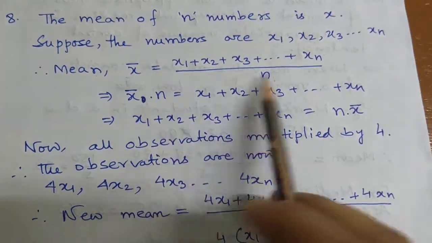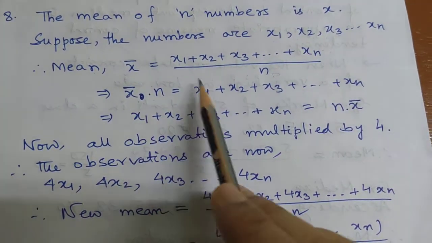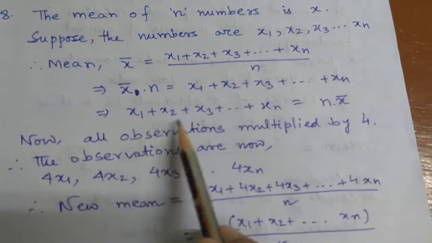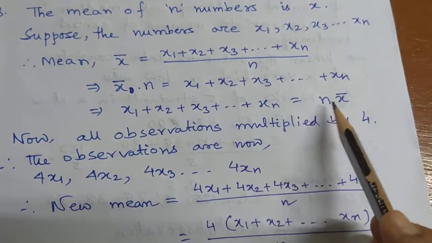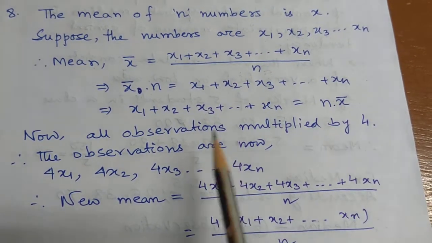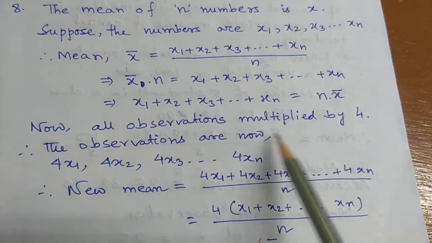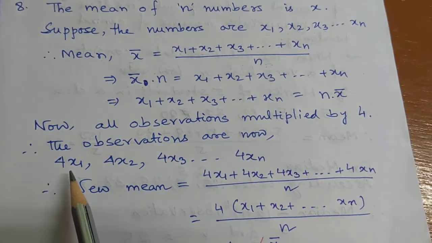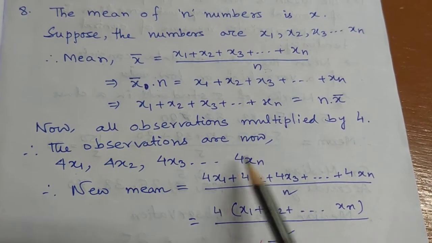Now if we cross multiply these two, we'll get x bar into n on one side, and on the right side x1 plus x2 plus x3 up to xn. So again, rewriting: x1 plus x2 plus x3 up to xn equals n into x bar, where x bar denotes the mean. Now you can see all observations are multiplied by 4. So the new observations are 4x1, 4x2, 4x3 up to 4xn.